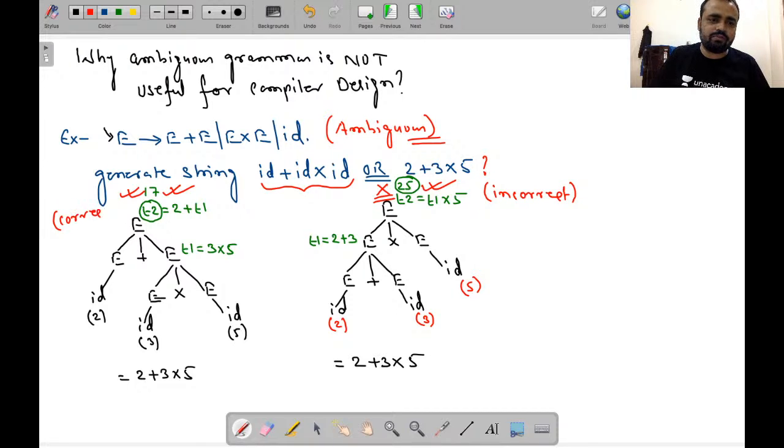Why am I saying this one is incorrect? Because whenever you solve this mathematical expression, it will always give you the result 17. This is the basic of mathematics. And this is the reason we basically don't want ambiguous grammar.